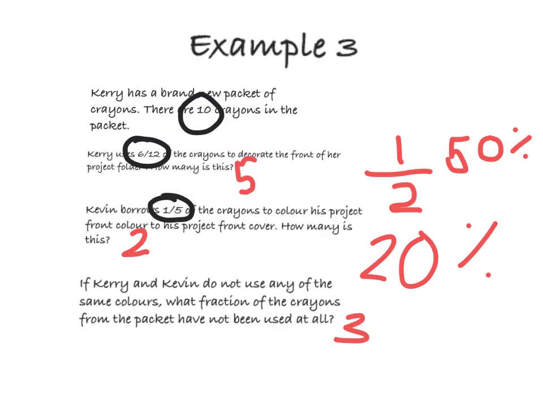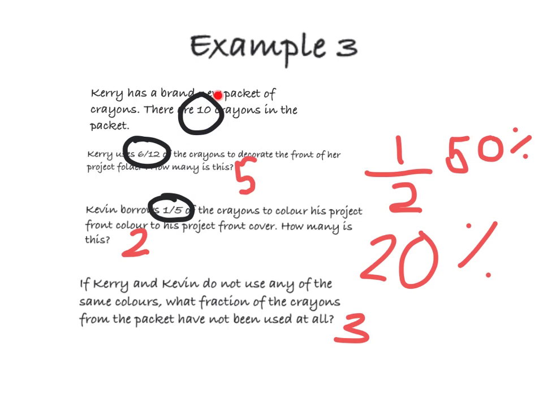Now let's go over that. There are 10 crayons in the packet and Kerry uses 6/12ths. We know that 6/12ths is equivalent to a half. So half of 10 is 5. That question is correct. We've also converted it to 50%, which is correct. Okay, Kevin borrowed 1/5 of the crayons and we said that this was 2 crayons.